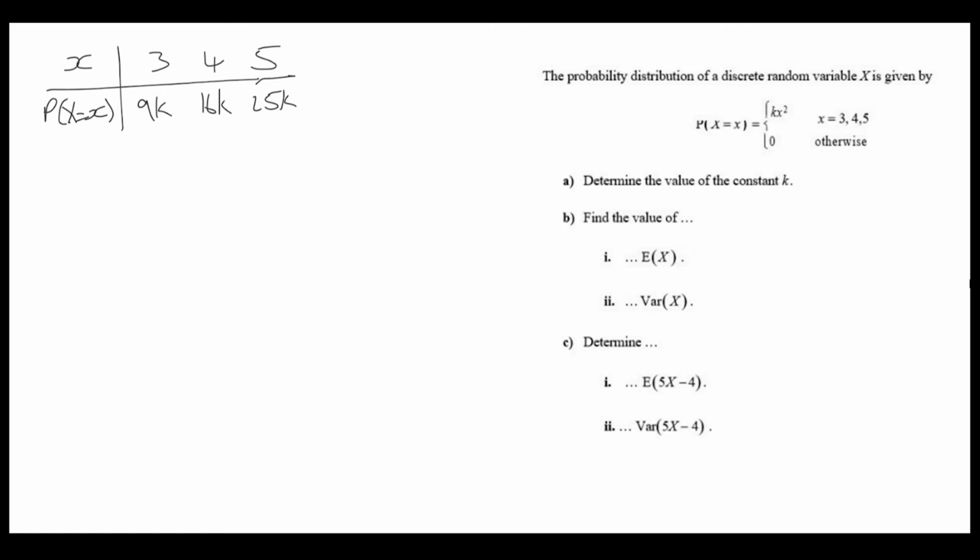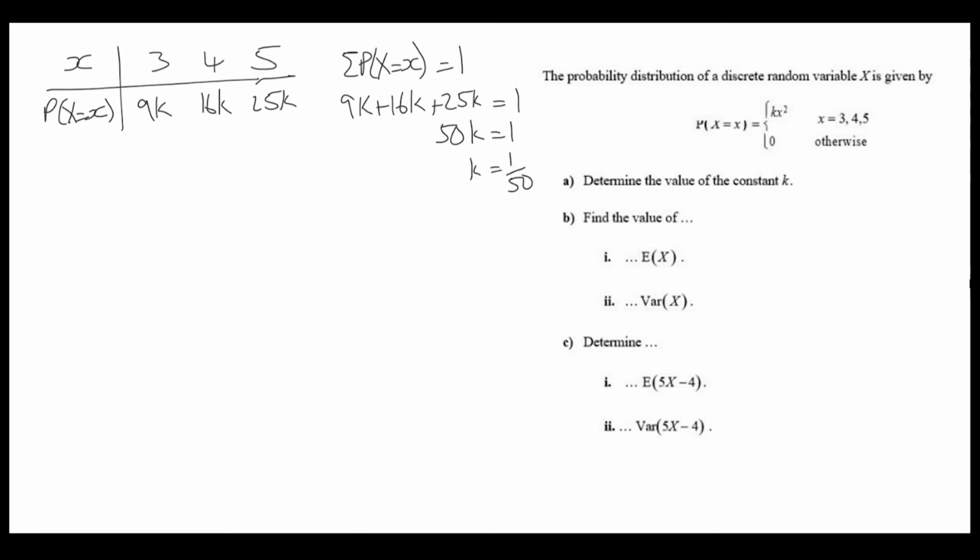And we know that all probabilities, if they're exhaustive, will add up to 1. So these 3 together should give a total of 1, which generates an algebraic equation I can use to solve for k. We have 50k equal to 1, which means k is 1 over 50.